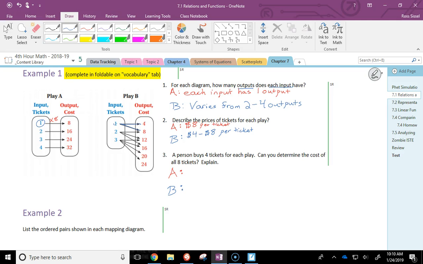Alright. So, who can help solve this? How can I do A? How can I find the price for A? Yeah, we know play A, the cost per ticket was 8. So I'm going to say 4 times 8 is $32. So for me to buy 4 tickets to play A, yeah, I can find it. It cost me $32.